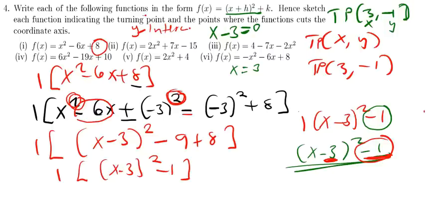No, we are not interested in the sign. h is basically negative 3, then k is negative 1. So they can give you this, but h can be negative. So don't worry about that.